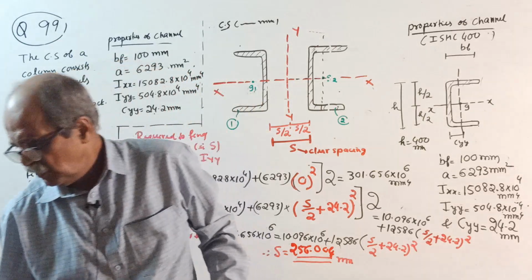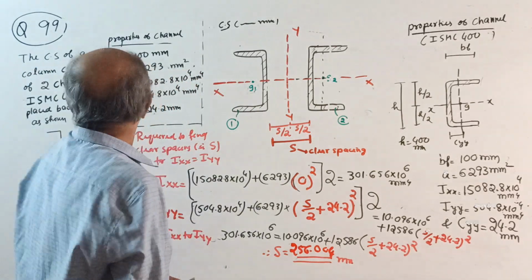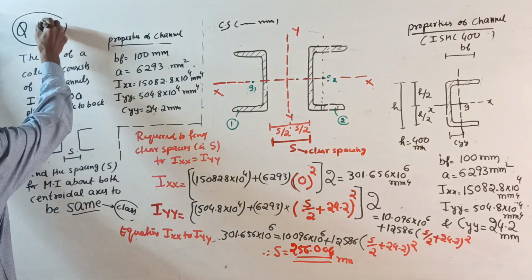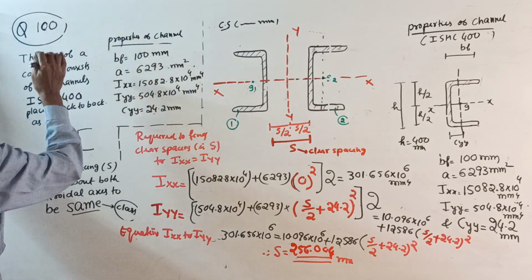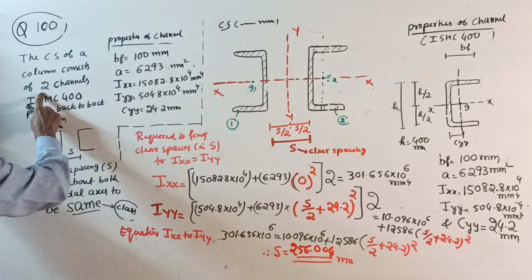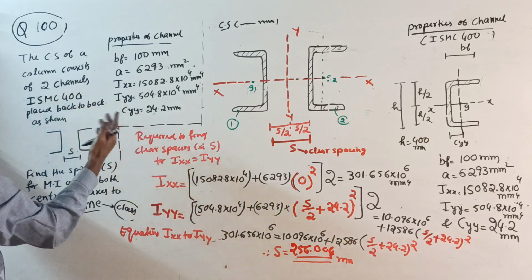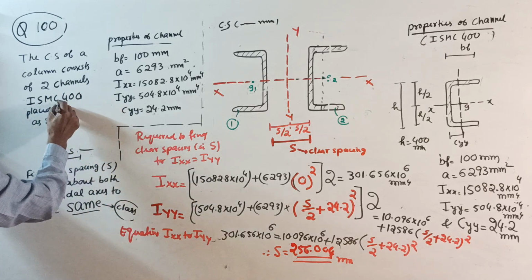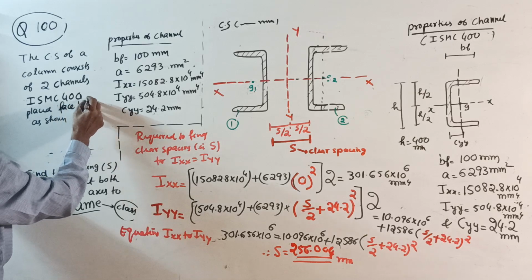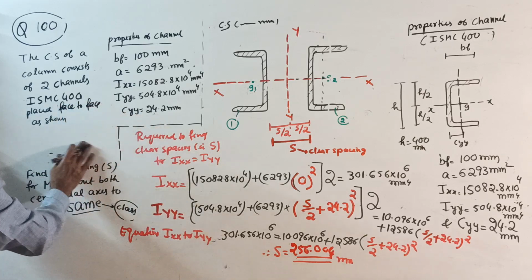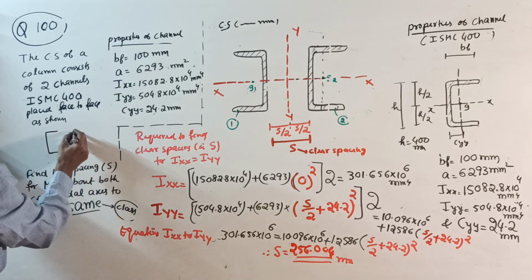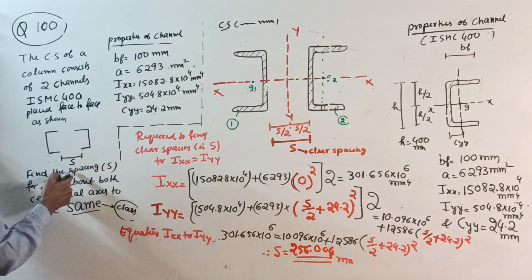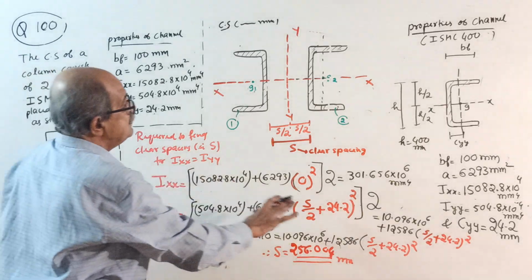Okay, this is question number 99. Now, lastly, I'll do question number 100, last question of this series. The cross section of a column consists of two channels, ISMC. I will use the same thing to save time, but placed face to face, as shown. One channel here, one channel here. Again, this is spacing S. Find the spacing S. Everything is same.